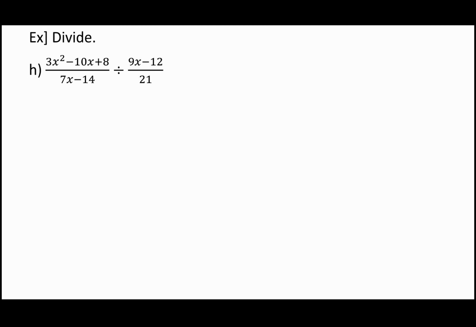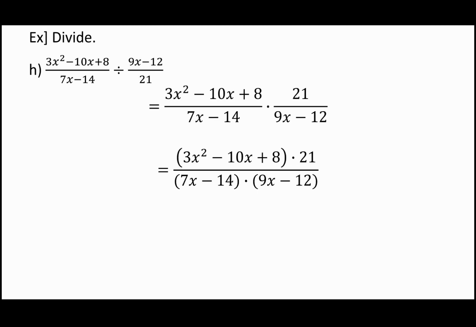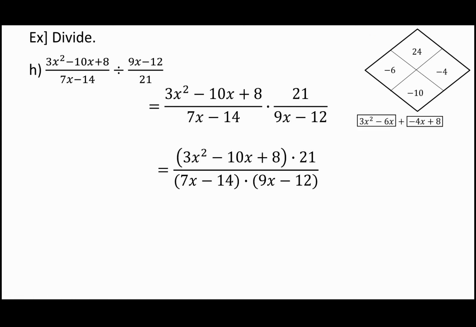Cool, moving on. Keep, flip, change. Multiply numerators to numerators, denominators to denominators. Factor everything that you can. So I'm going to take a little sidebar step in order to factor this second degree trinomial in the numerator. And here's my initializing my diamond. Here is me finishing the diamond, splitting the middle term, factor by grouping, and we're done. So this is the factored form of my second degree trinomial in the numerator space.